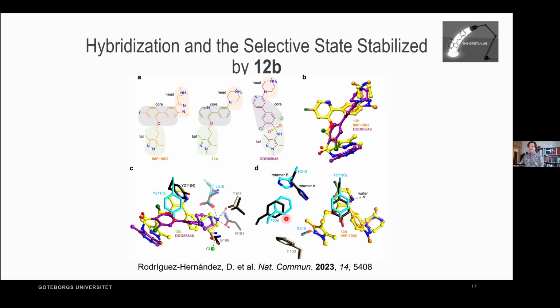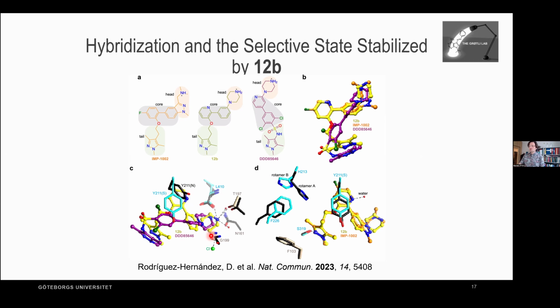If we focus in a little bit more, you also see two figures, the C and the D panel here. It also illustrates some important things, like the tyrosine residue here can either point towards us or be hidden more in the background. This is shown in black here. And you see that the yellow compound again is 12B, while the violet compound is this DDD 85646.